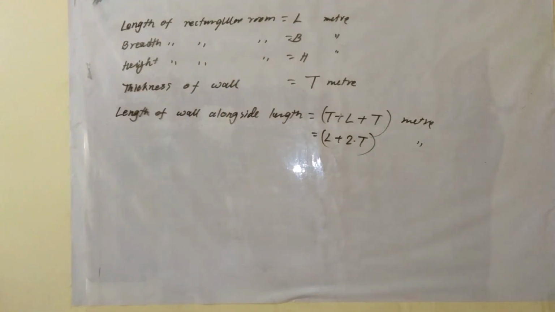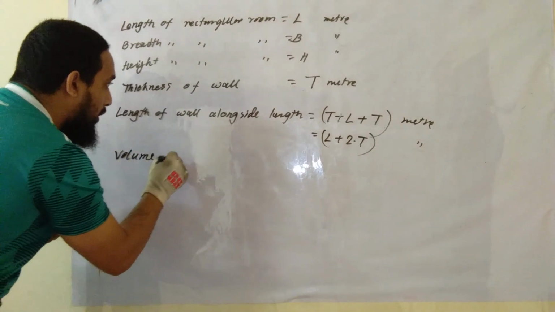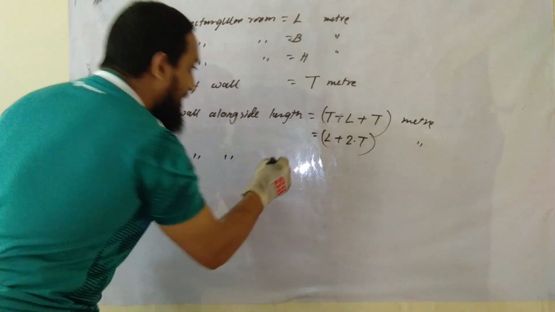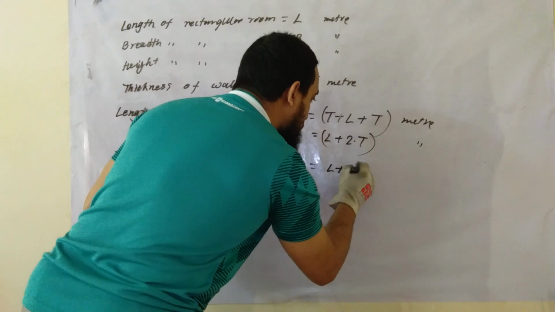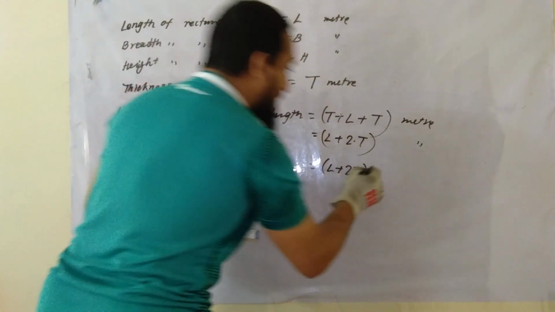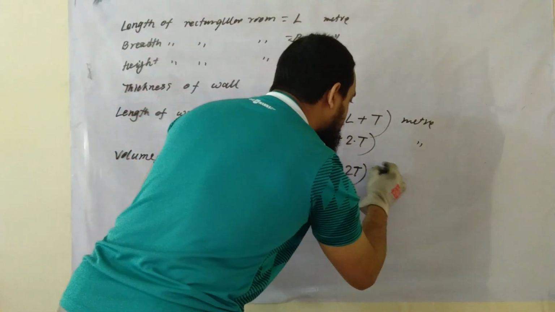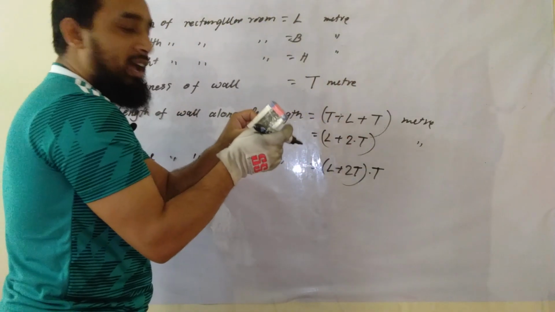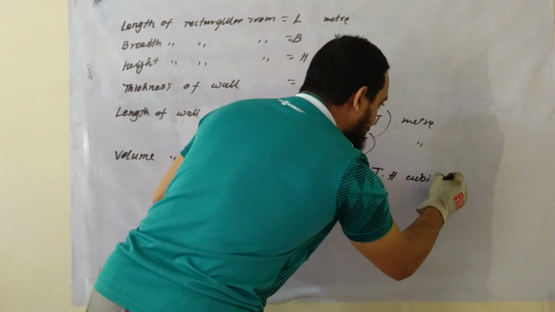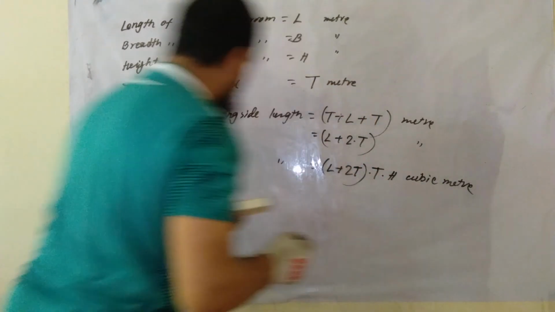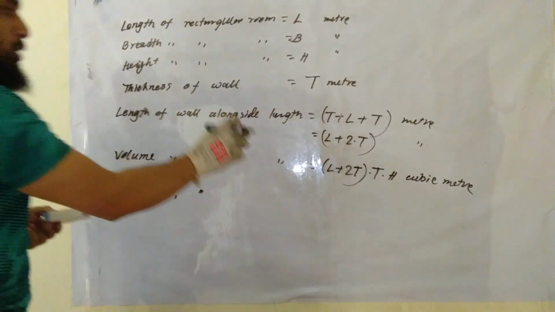So the volume of wall alongside length will be: this is the new length, that means L plus twice T, 2 into thickness, length, into breadth. As I mentioned, the thickness works as breadth, into height cubic meter. This is the volume of wall.